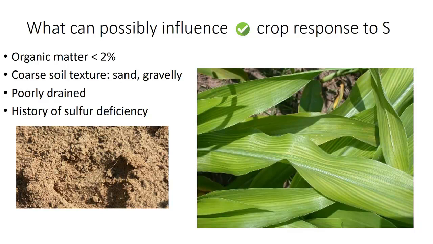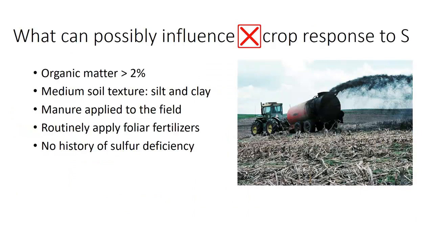And some soil textures are more responsive than others. If you have poorly drained soil or a history of sulfur deficiency. Usually in organic farming where you apply a lot of manure, even if the sulfur is not really available in the manure, as the mineralization process takes place, you might see a response to sulfur later on. And these are the scenarios where you most likely will not see a response to sulfur.